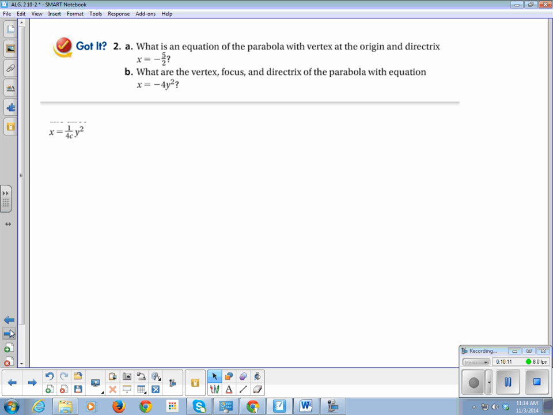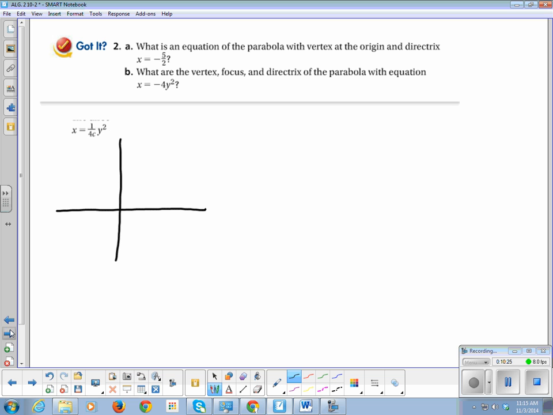Now, what we did before was the vertical parabola. Now we're going to do horizontal parabola. So we're going to look at it like, here's x and y. We're going to have a focus and a directrix that create a sideways parabola.